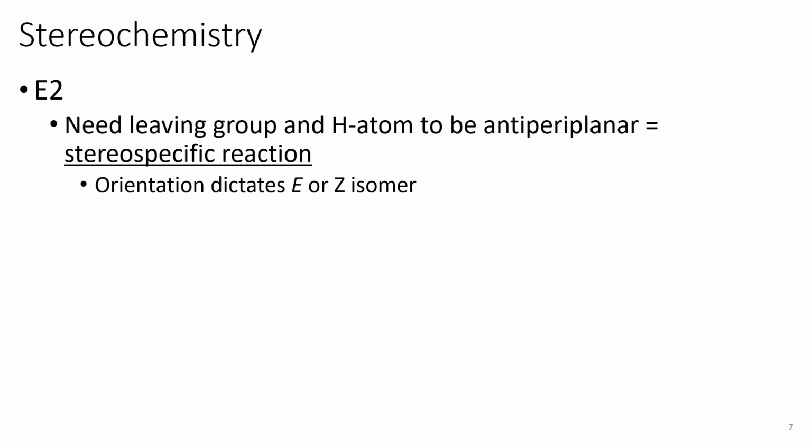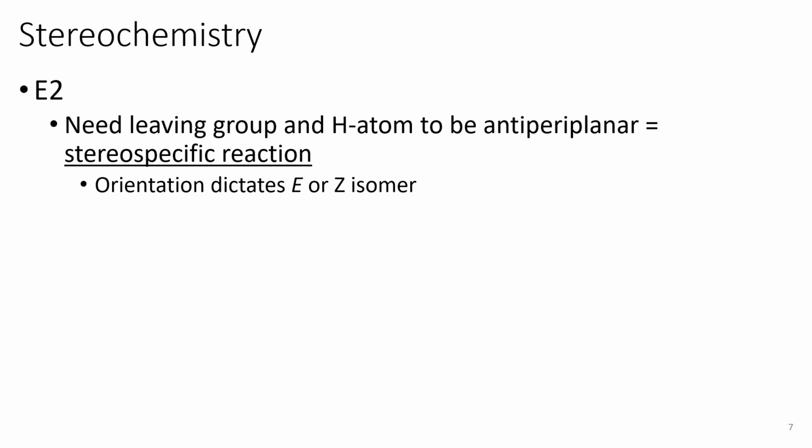So now let's look at the E2 mechanism. So remember, this is bimolecular elimination. Both the base and the substrate are going to react together to get to that alkene. And we have a very specific orientation that we need. We need the leaving group and the hydrogen atom to be anti-periplanar to each other.